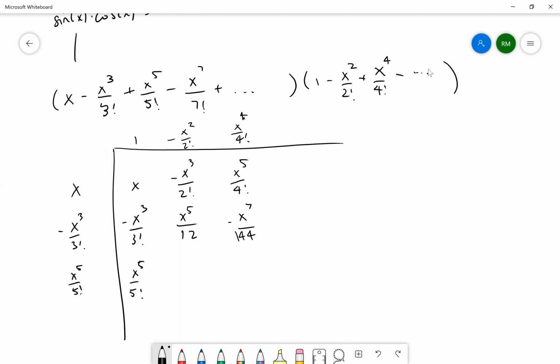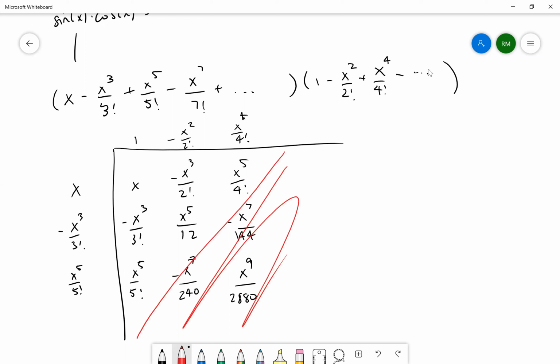Let's see, this becomes minus x to the 7th over, let's see, 120, that's 240. And this is x to the 9th over something big. Okay. So let's ignore these terms for now. So I'm adding up this series, and I see that what it should be equal to is x, and I see there's no degree 2 terms.